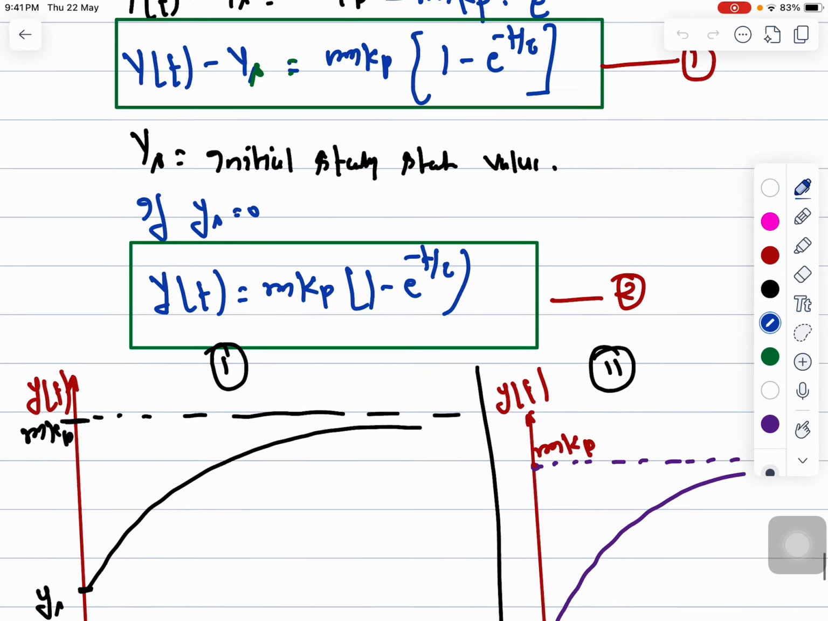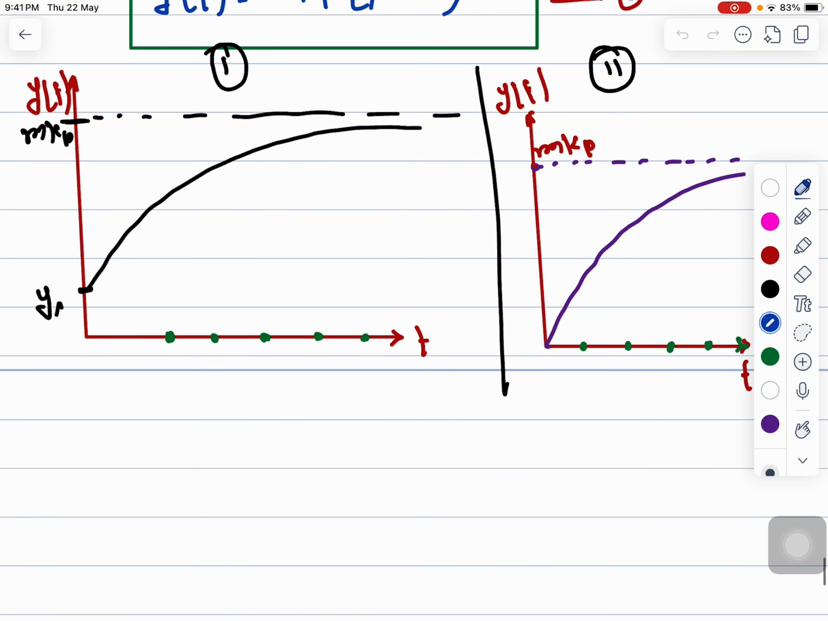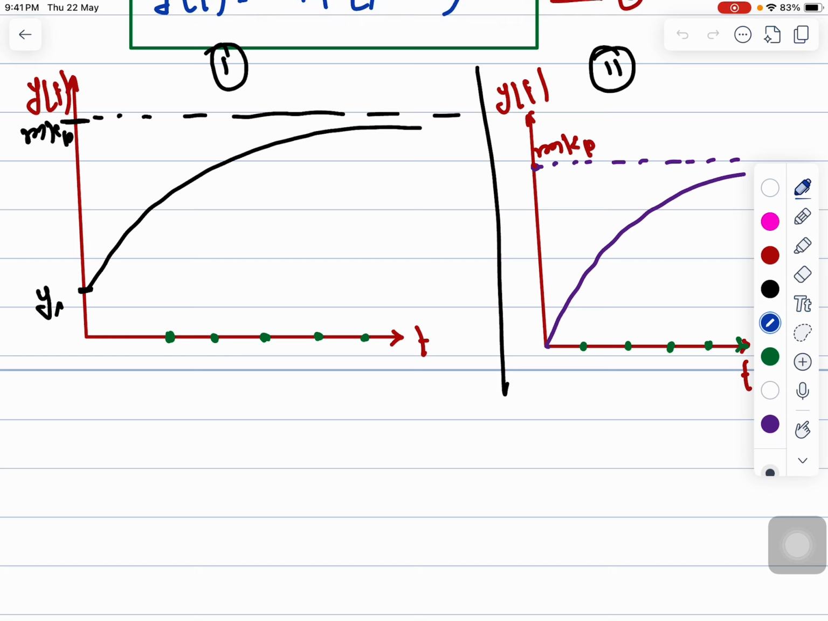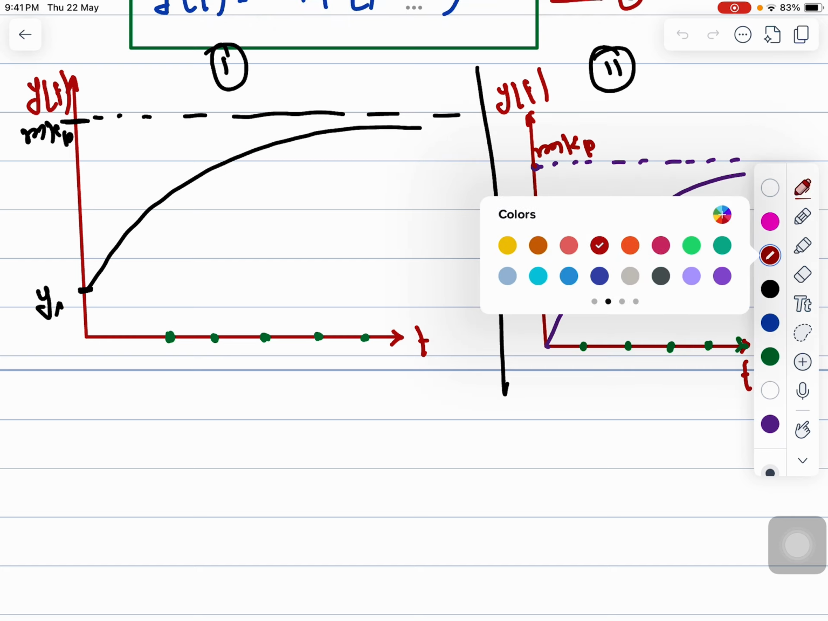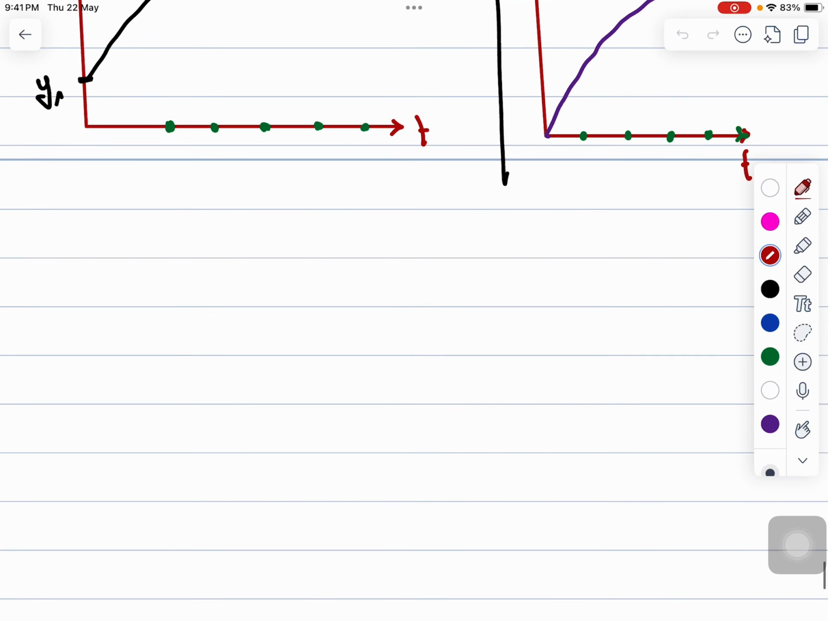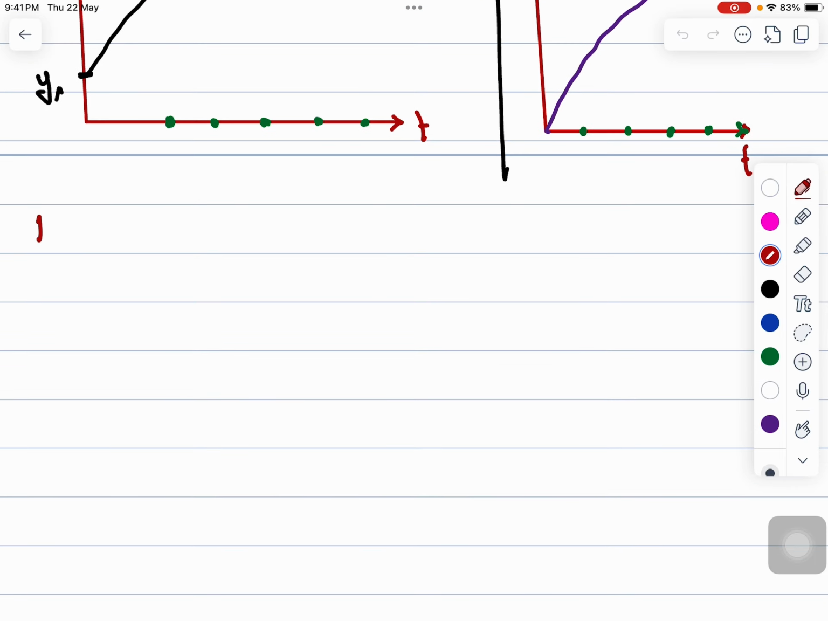But now today I'll be talking about why the transfer function of first order looks like that. So let's try to understand these things. Let's say I'm talking about a first order differential equation.